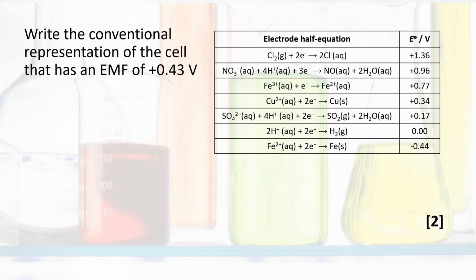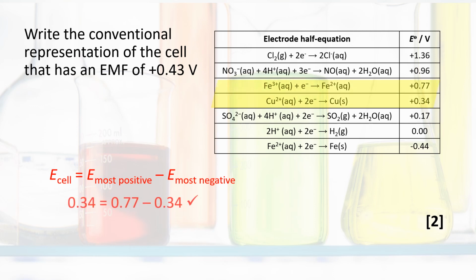Here's the next part of the question. Write the conventional representation of the cell that has an EMF of plus 0.43 volts. To work out cell EMF, electromotive force, use the equation E cell is equal to E most positive minus E most negative. Identify the half equations that give this EMF.